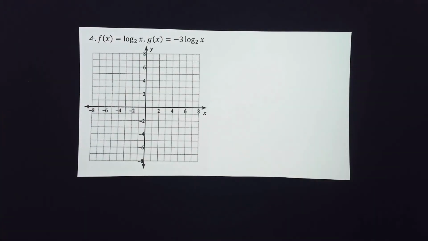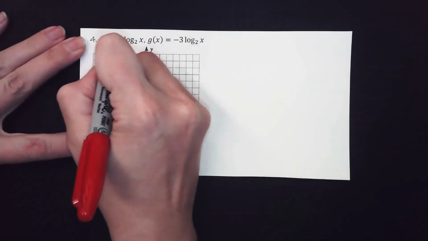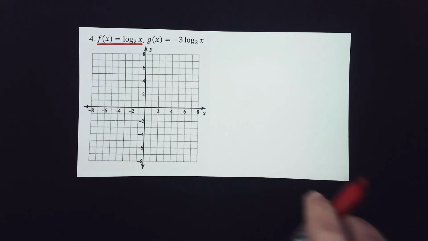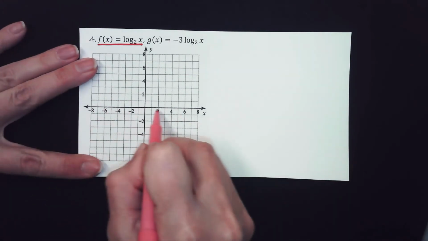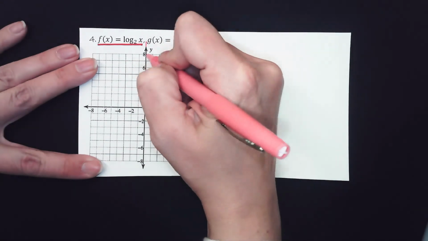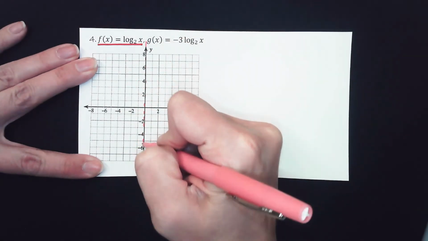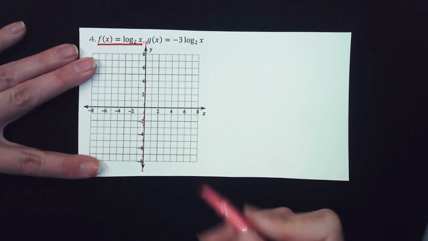Okay, let's start off by graphing our initial function here, our f of x. I told you, for log functions, instead of the asymptote being the x-axis, it is the y-axis. So that's changed from our exponential functions that we've been graphing.